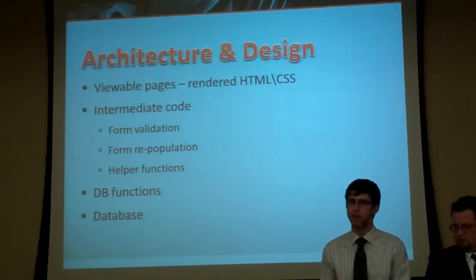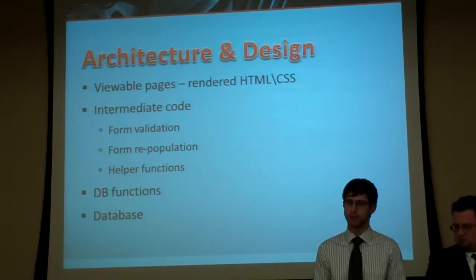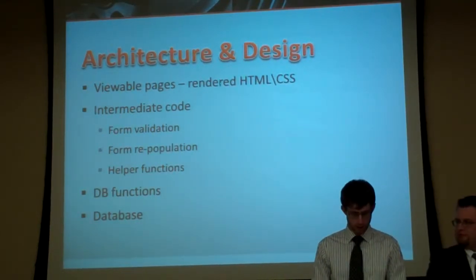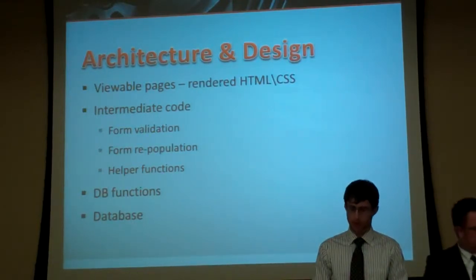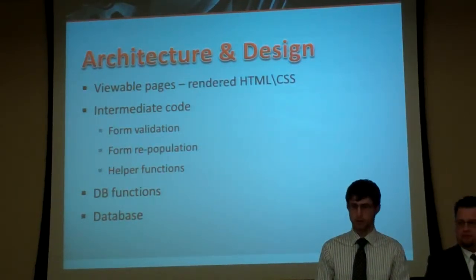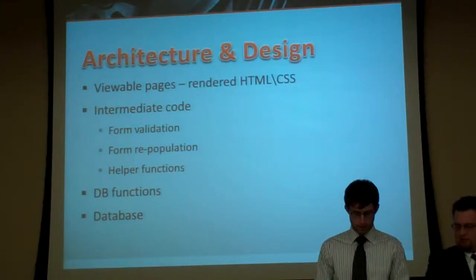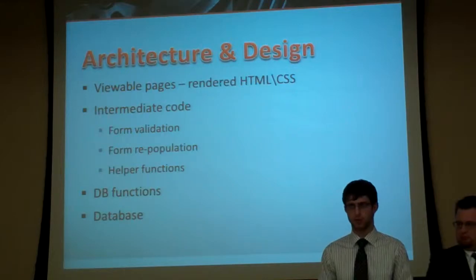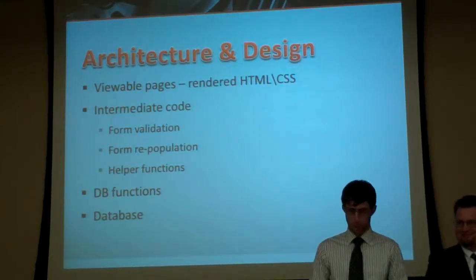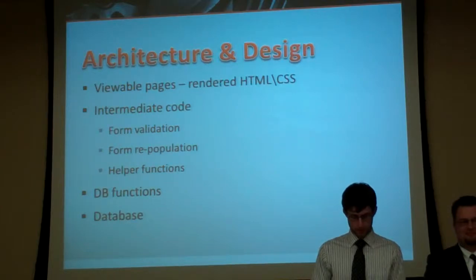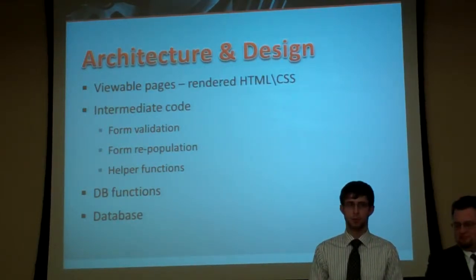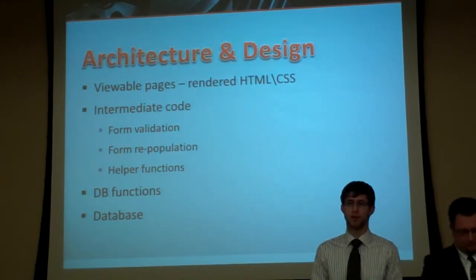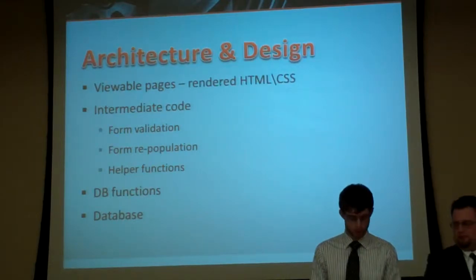Then we also have intermediate code, and this code is mainly PHP and JavaScript functions. These functions, such as ones that operate on post data to check it for validation, also for functions that repopulate forms. We have functions for string manipulation and for evaluation of regular expressions, which is used also in post-data validation. These intermediate functions are called on the viewable pages, and upon completion they return a result that in some way alters the viewable content for the end user.